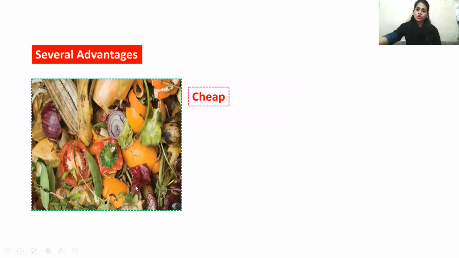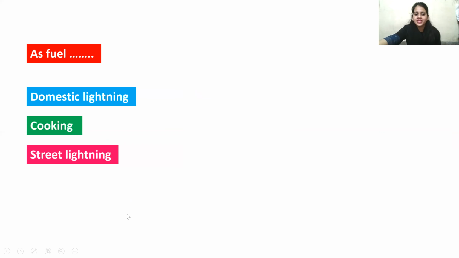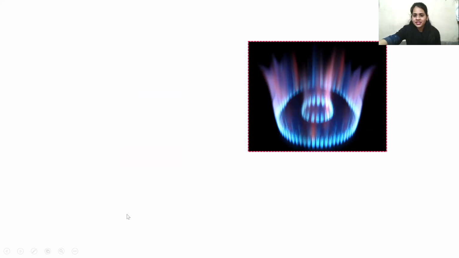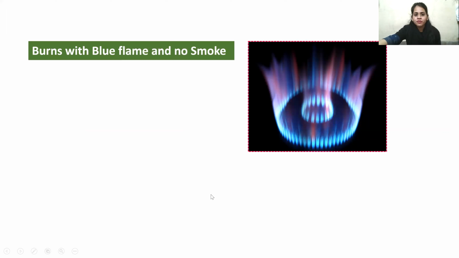So there are several advantages over here. Obviously you can make it from any waste. So it's the cheapest thing, it will not cost you anything, because waste is something which we have to decompose anyway. So it's very cheap, safe, renewable. You can use it for domestic lighting, cooking, street lighting, and small scale industries. So it burns with a blue flame.